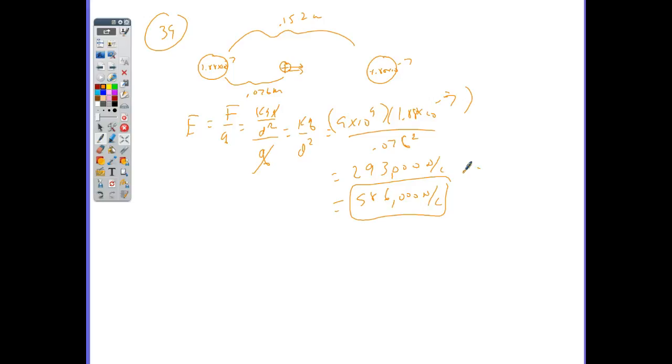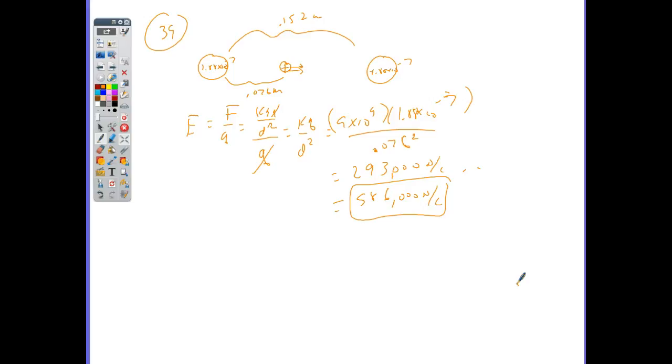What was your question? Why is the distance 0.76? It's 0.076. Why is it 0.76? Because we're talking about halfway between the two. So if it's 0.152 between the two, halfway between would be 0.076. That's why I got a different answer, because I did 15 meters.